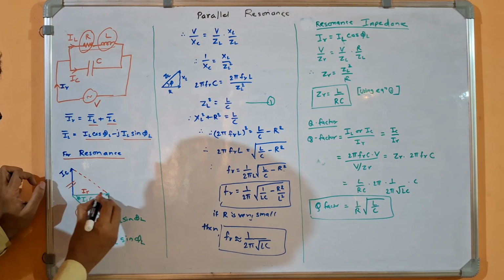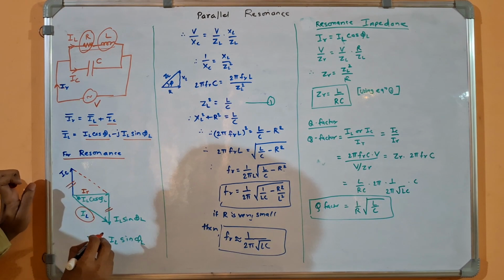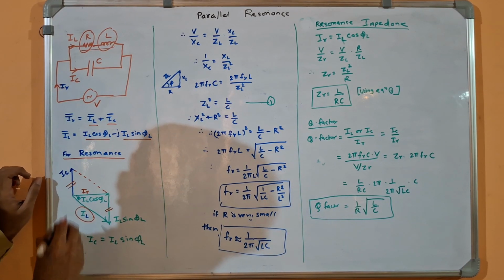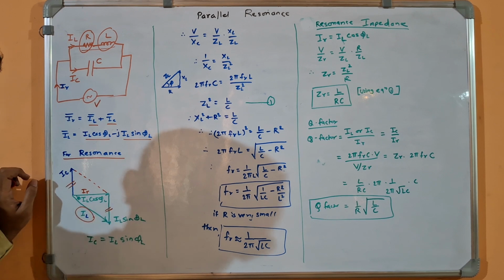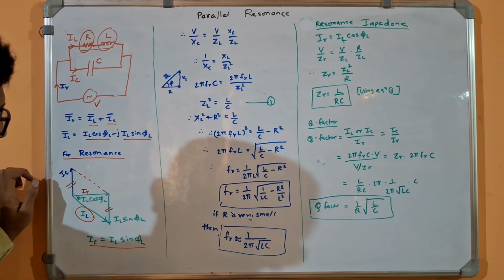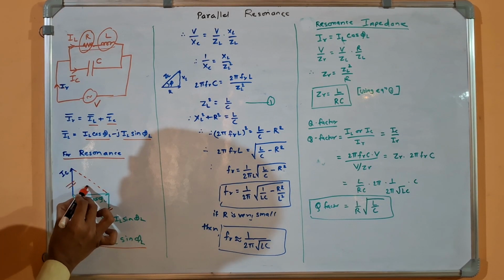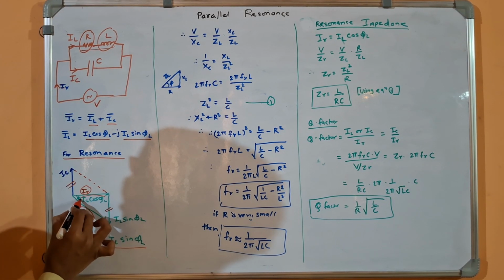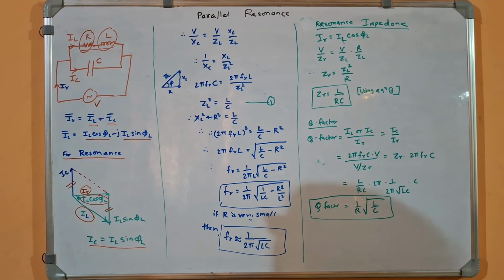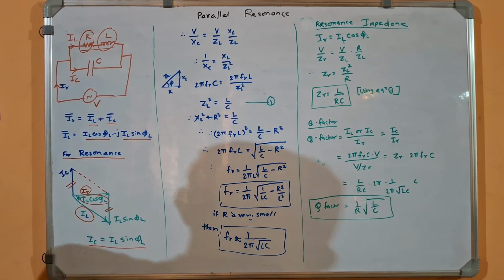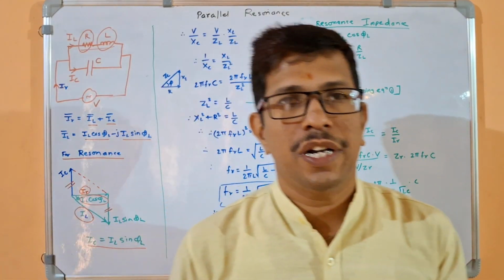Now I have shown IR on the x axis because for resonance this IC must be equal to IL sin phi. So these two will get cancelled with each other. The condition is IC is equal to IL sin phi, and that's why your resonance current must be equal to resistive current. IR is equal to IL cos phi. Okay, now this condition we will derive further to get the value of resonating frequency.